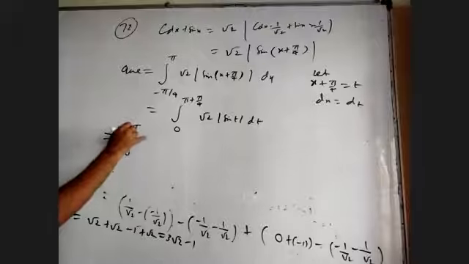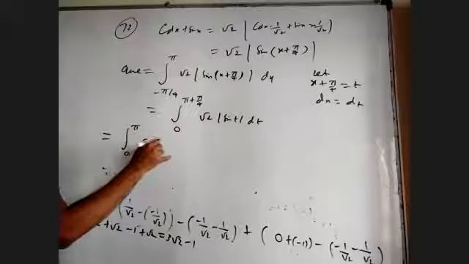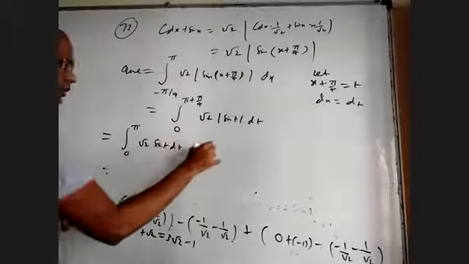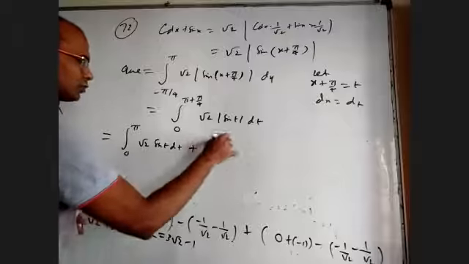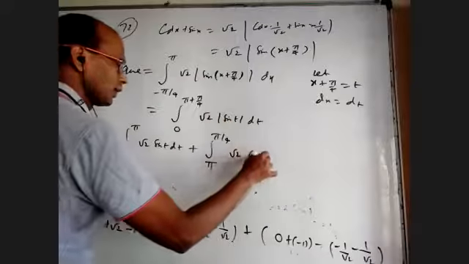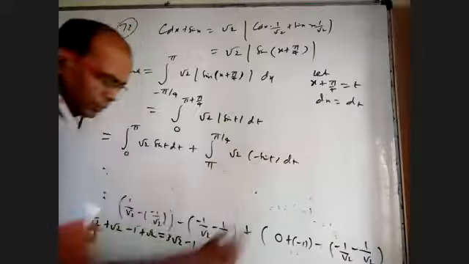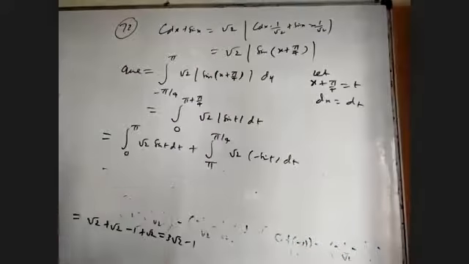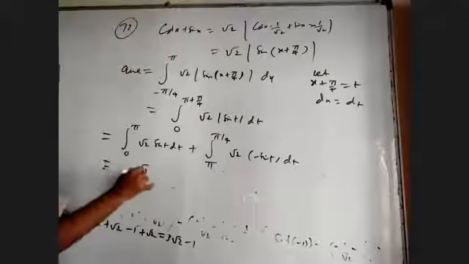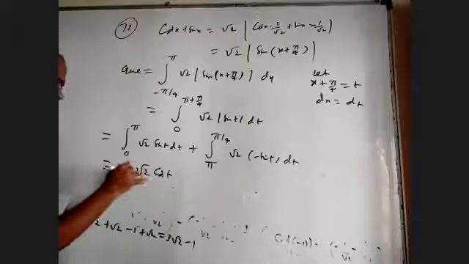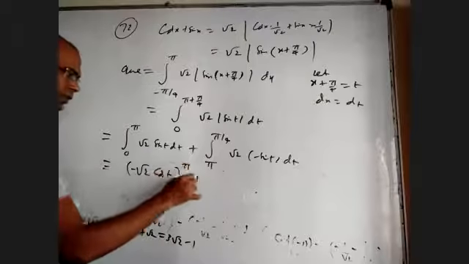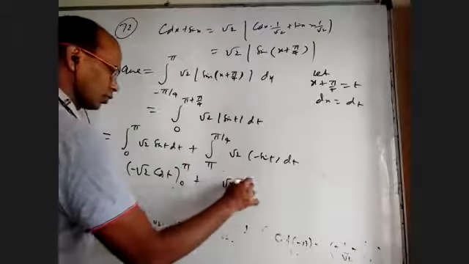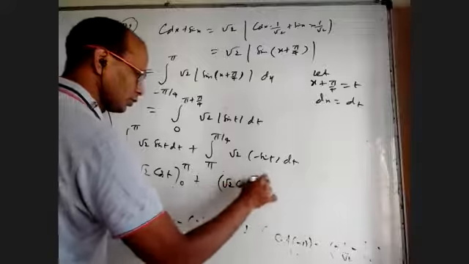So 0 to pi, it is positive, so sin t dt. And pi to pi by 4 is negative, so minus sin t dt. Okay, this is root 2 cos t with a minus from 0 to pi. This is root 2 cos t from pi to pi by 4.